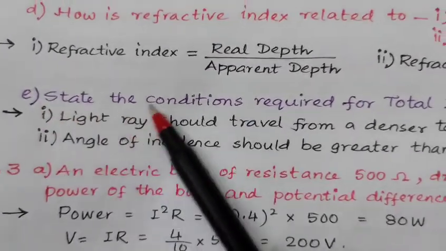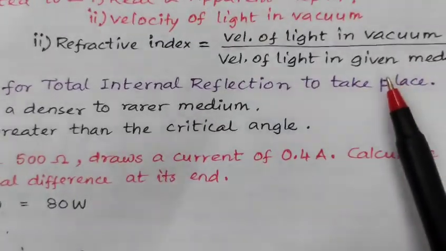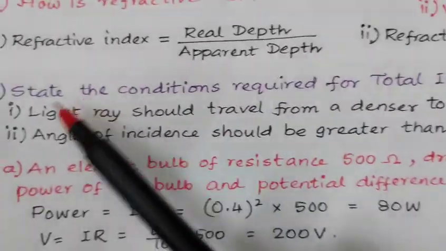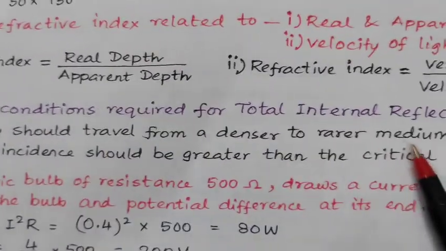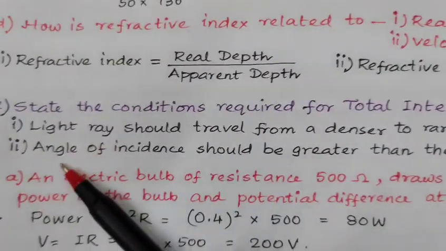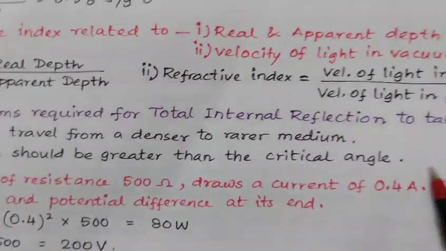E. State the conditions required for total internal reflection to take place. The conditions are: number 1, light ray should travel from a denser to a rarer medium, and number 2, the angle of incidence should be greater than the critical angle.